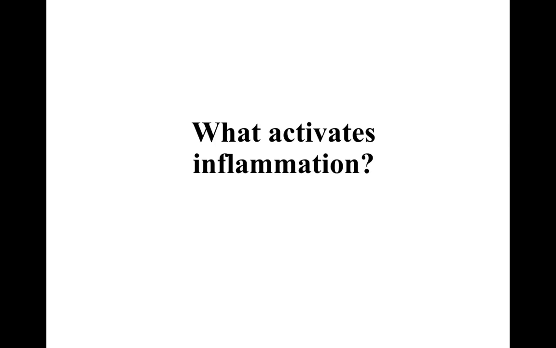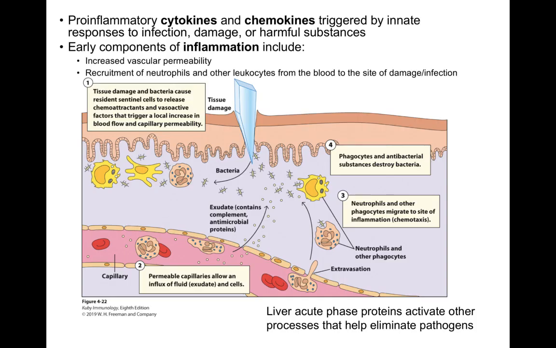What activates inflammation? If you have tissue damage or bacteria coming into an area, it's going to cause inflammation, and inflammation is the redness, the heat, the swelling, the pain, and possibly loss of function in a given area. And when bacteria come in with tissue damage, they're going to be detected by the cells that are there, by the pattern recognition receptors on those cells.